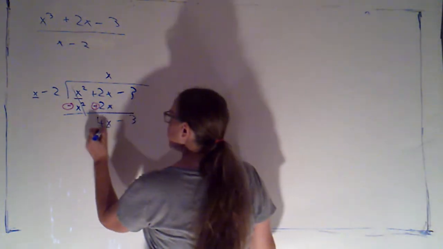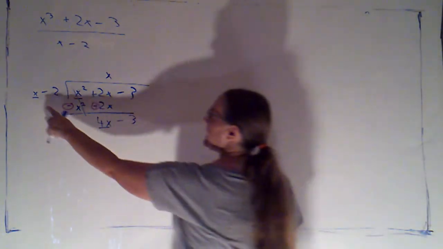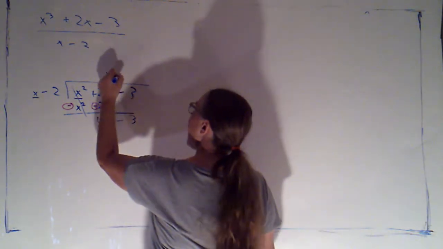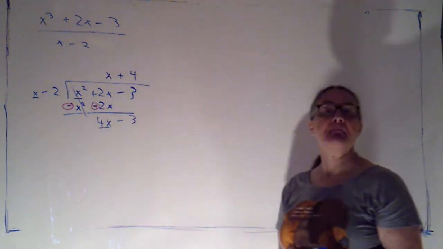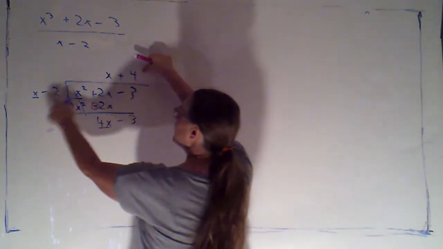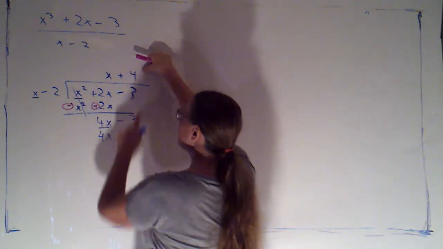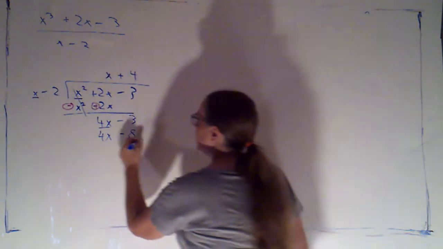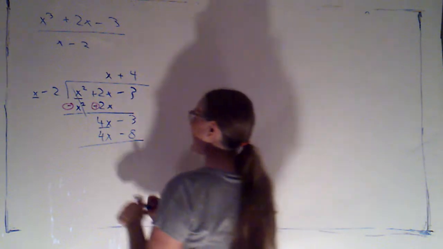So then we look at our lead terms again. We say, what would we multiply x by to get 4x? I'm thinking 4. So I'm going to add 4 to the list of things I'm multiplying by. 4 times x gives me 4x. 4 times negative 2 gives me negative 8. Change the sign and add.